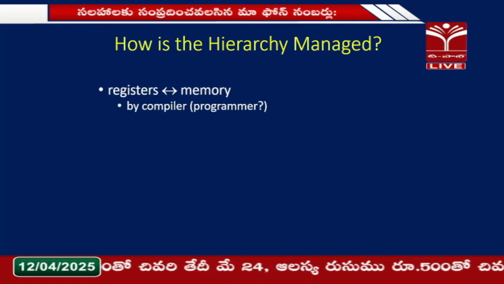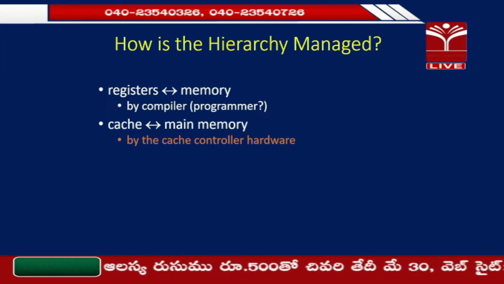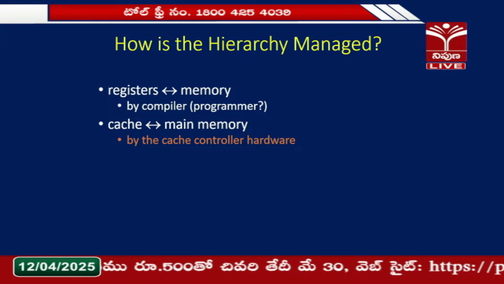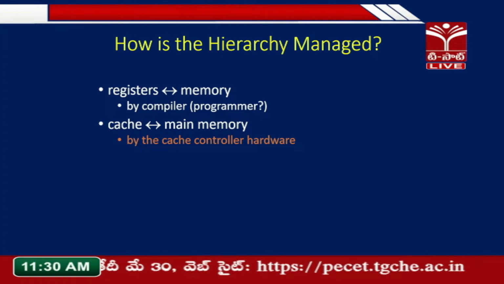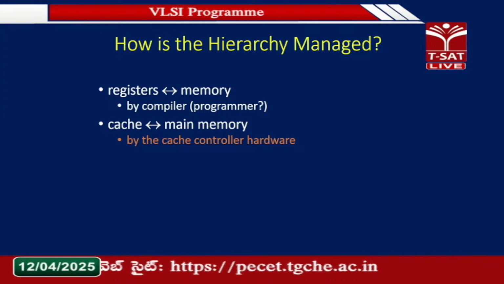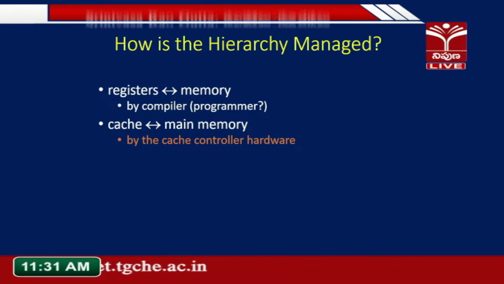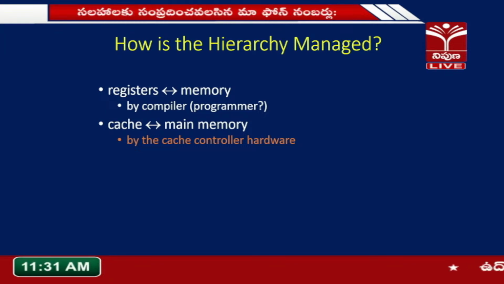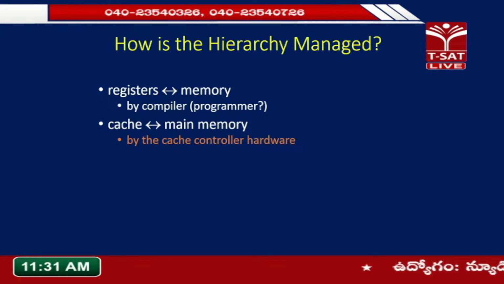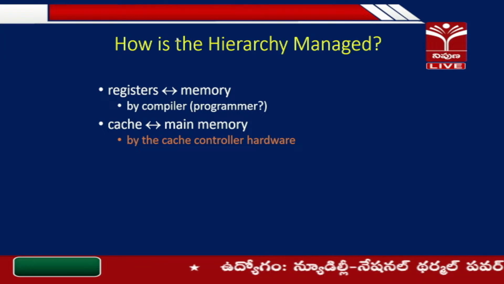How is the hierarchy managed? Basically the compiler takes care of register to memory access, and there are hardware blocks called cache controller hardware, and there are multiple ways the cache controller operates, and multiple different types of caches in the literature called direct mapped, associative, set associative. So depending upon the type of cache memory that you implement, you get the cache controller in hardware, and the hardware will manage the moving of the data between the main memory and the cache.